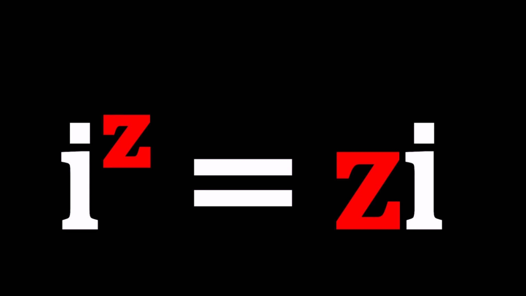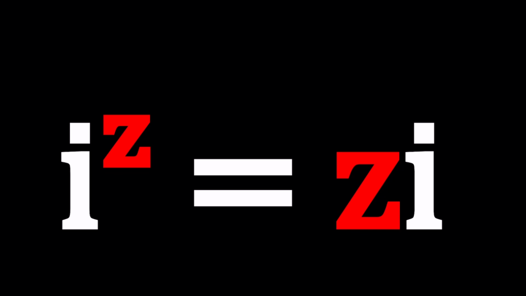This channel is all about complex numbers, and in this video we're going to be solving a very exponential complex equation. We have i to the power z equals zi, and we're going to try to solve for z. I'm also going to show you a result from Alpha, if I did not forget to include it in this PDF. Anyways, we have this equation i to the z equals zi.